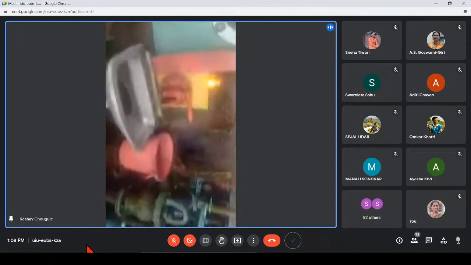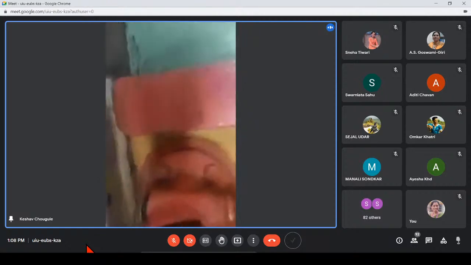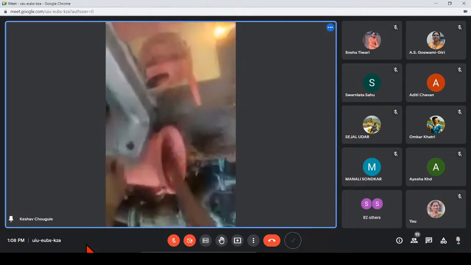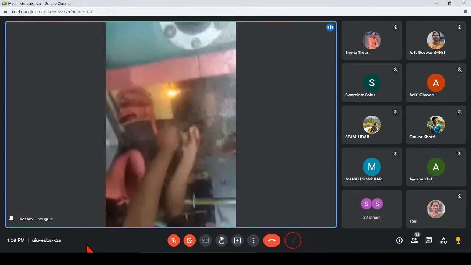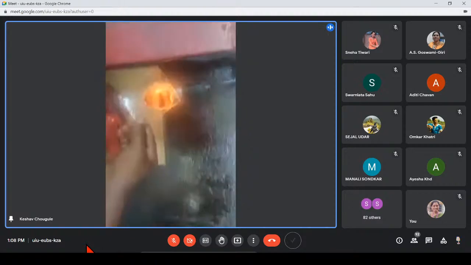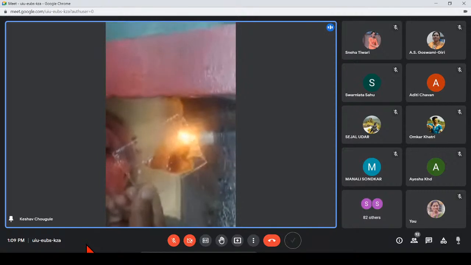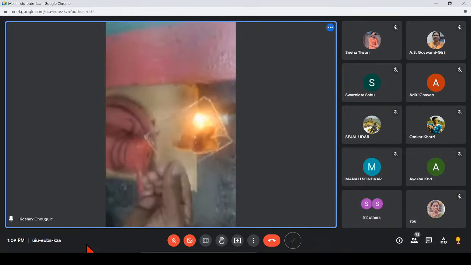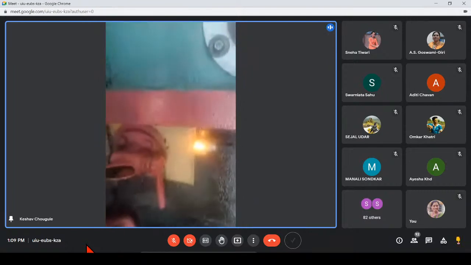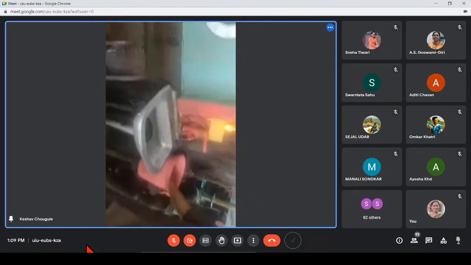Sir, please kindly show how the sugar crystals form in the boiled juice. See here, there is a formation of sugar crystals inside the juice, and after that, some molecules and unwanted particles will be removed and will go to the back side of the sugar factory.